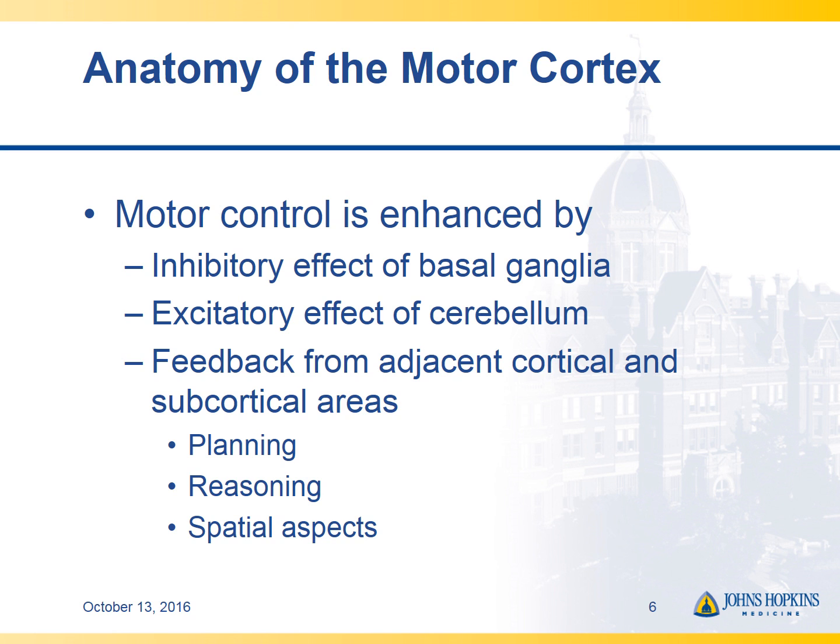So motor control is enhanced by the inhibitory effect of the basal ganglia and excitatory effect of the cerebellum, which we talked about in Lecture 7A. Motor control is also enhanced by feedback from adjacent cortical and subcortical areas that assist with planning and reasoning and spatial aspects.